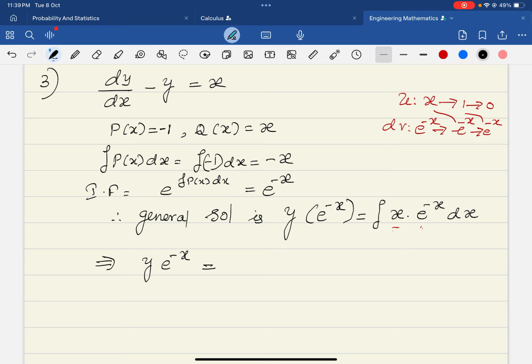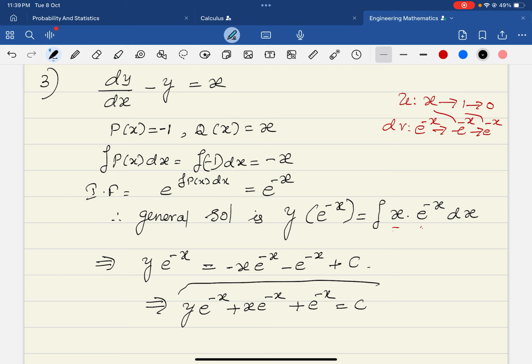So, let us now have that one. That is given by x times minus e raised to minus x, then minus e raised to minus x, plus the constant. Or else you can write the general solution as y e raised to minus x plus x e raised to minus x plus e raised to minus x is equal to c. Like that also you can write down the solution. So, that's the problem on linear differential equation.